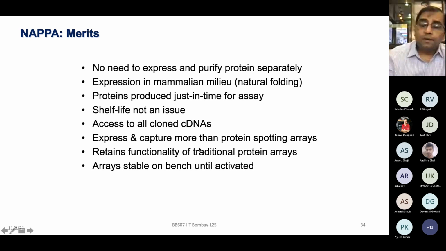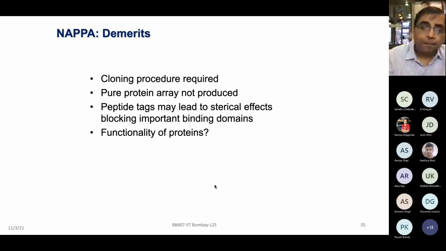Since you are utilizing this kind of approach with the antibody, your capture is going to be very strong and very specific, because if the clone of interest is expressing the protein, that protein should have the GST tag, then the anti-GST capture antibody will bind to that strongly, and therefore you will have very good control of the proteins actually expressing, and those are being captured on the antibody. It can retain the functionality of the traditional protein arrays, and these arrays are quite stable on the bench until you add the IVT mix and provide the incubation conditions for the reactions to happen.